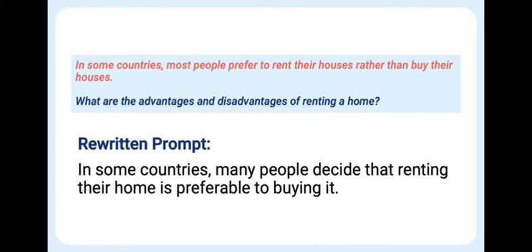Mine says, in some countries, many people decide that renting their home is preferable to buying it. Notice how some words and phrases are exactly the same. That's fine. Notice how some words are the same, but I've changed the word forms like prefer and preferable. And notice that I've used some synonyms, different words that have very similar or the same meaning. And I've also used a pronoun instead of a noun there as well. So far, so good. We've started broad and now we're tightening our essay. We're focusing in. Your teacher or examiner so far will be super impressed. Who's this wonderful student, they'll ask.